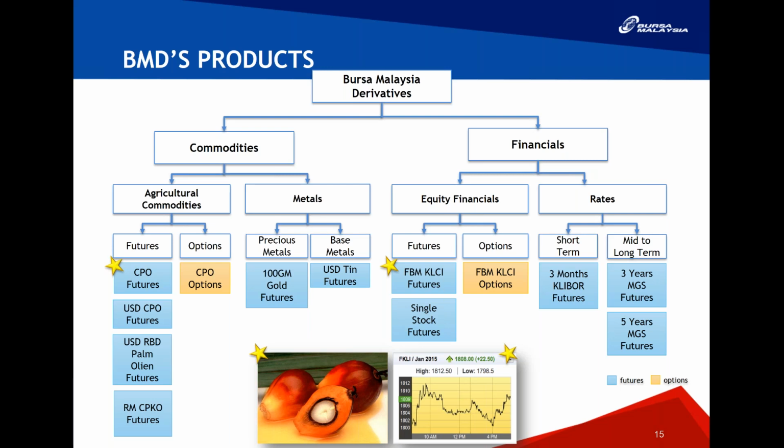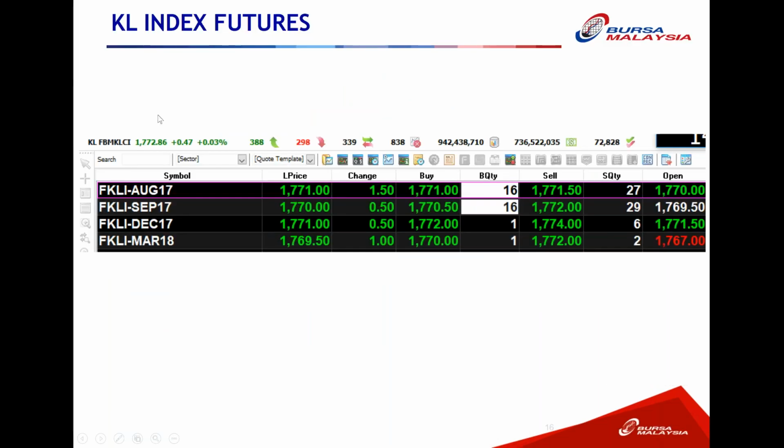For example, this is the screenshot that I just captured this afternoon. You can see that our FBM KLCI today is around 1772. And you can see at the bottom side, the FKLI, the August contract is at 1771. What I mean by derivative itself is because KLCI itself derived another futures product called FKLI.